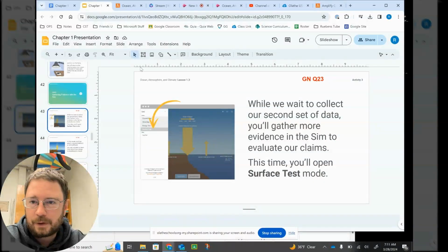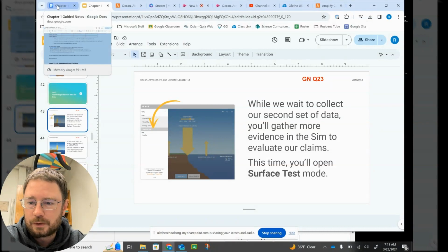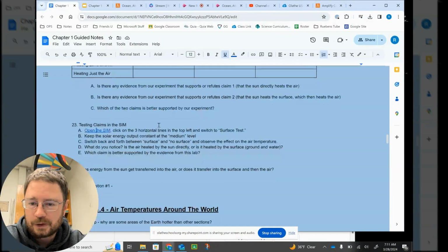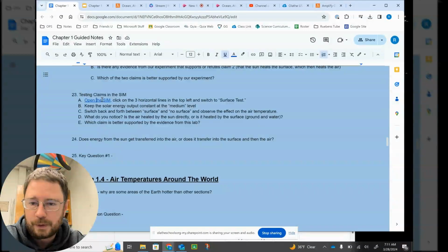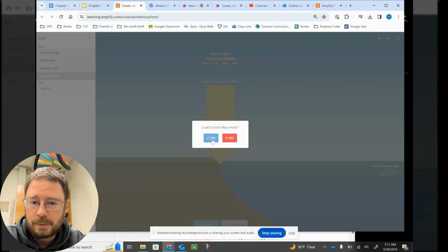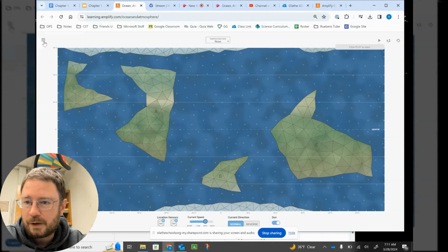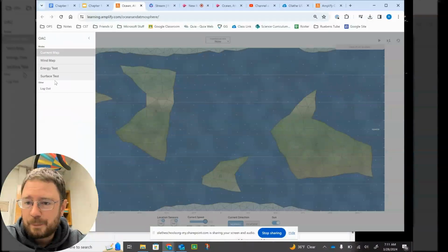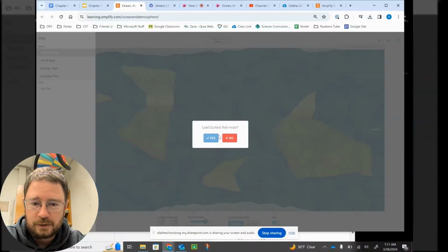So in the past, we've done the current map. Now we're going to do the surface test mode. So our instructions here on question 23: open the sim, click on the three horizontal lines in the top left and switch to surface test. When you load it, it's first on the current map. Sorry, I should have had that already. So you click the three lines, go to surface test. Load surface test mode, yes.